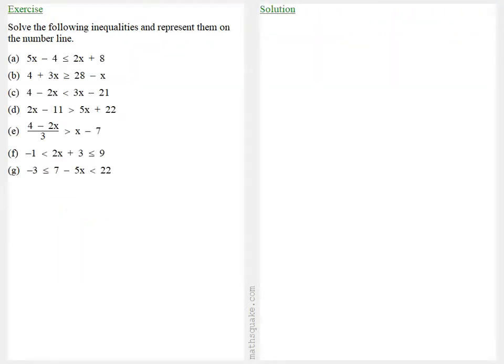Okay, here are the solutions. The first equation is 5x minus 4 is less than or equal to 2x plus 8. Now, we want to get all the numbers on the right-hand side, the letters on the left-hand side. So if we add 4 to both sides, we'll have 5x is less than or equal to 2x plus 12. Now, we can subtract 2x from each side, and that'll give us 3x is less than or equal to 12, and we can divide by 3. That means x is less than or equal to 4, and that's our answer.